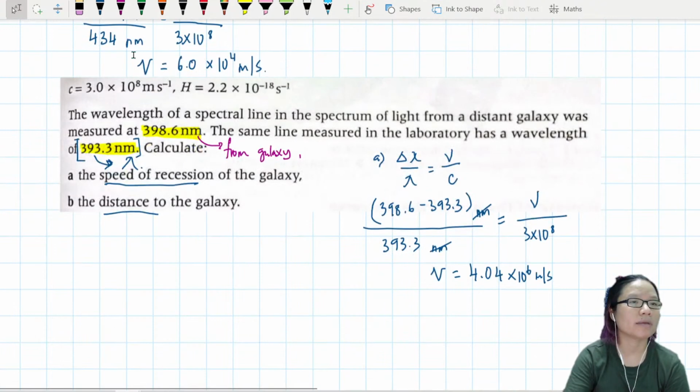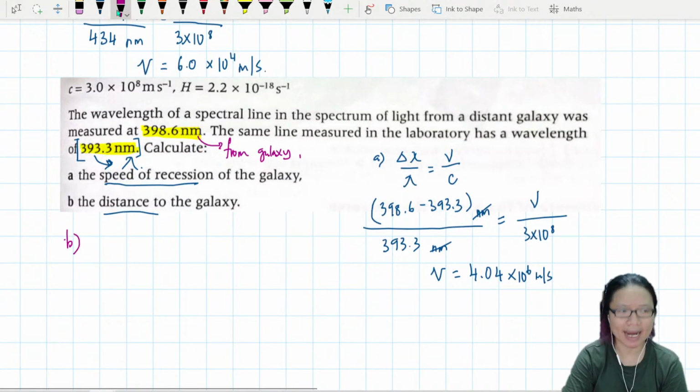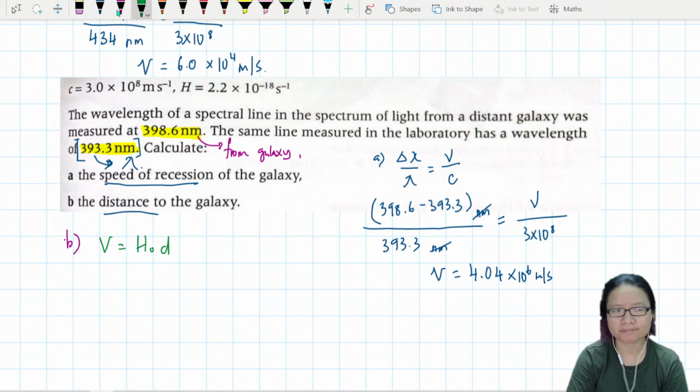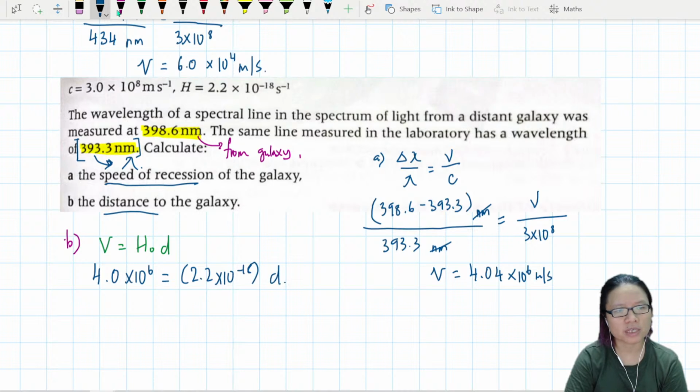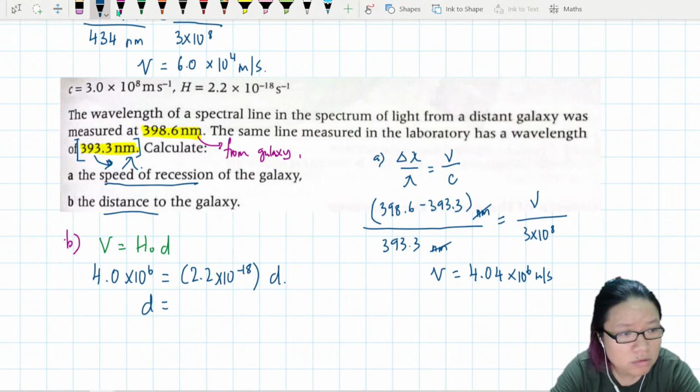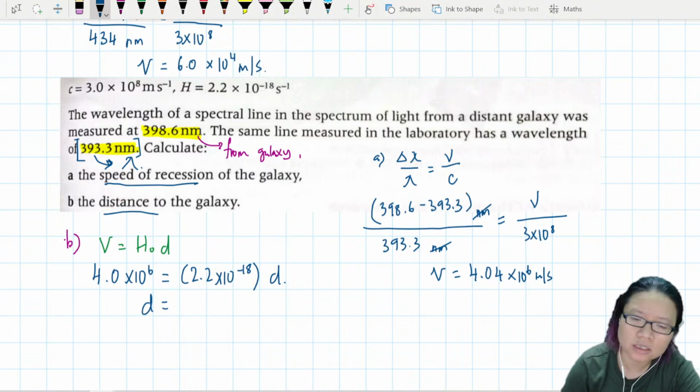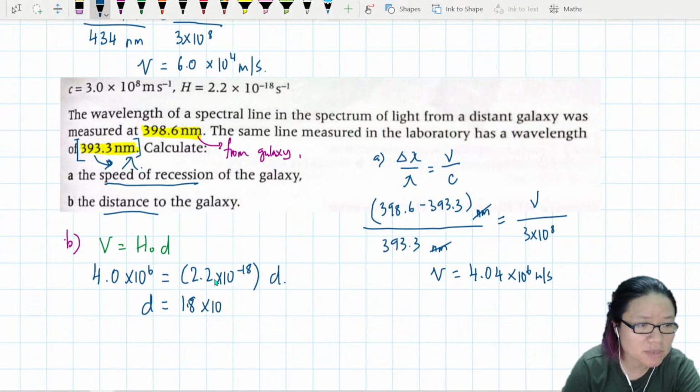Okay. All right. B. Distance to the galaxy. So we're going to use the Hubble equation, v = H0 d. We got this 4.0 times 10 to the power of 6. We have H0 given now as 2.2 times 10 to the power negative 18. Only for d, we find d here. Negative 18. This will give me a distance of 1.837, so 1.84, or 1.8 times 10 to the power 24.